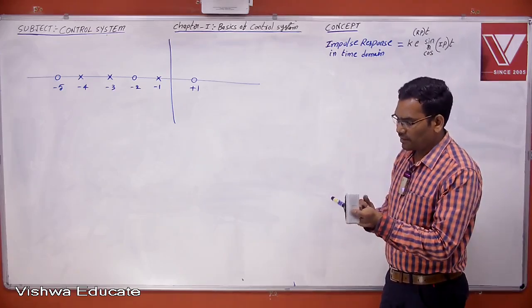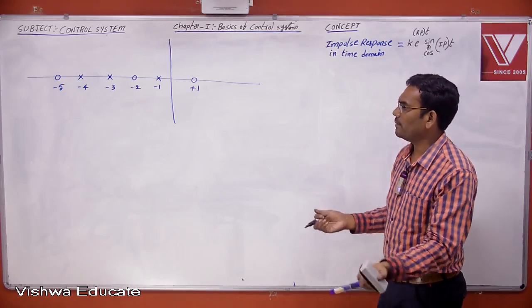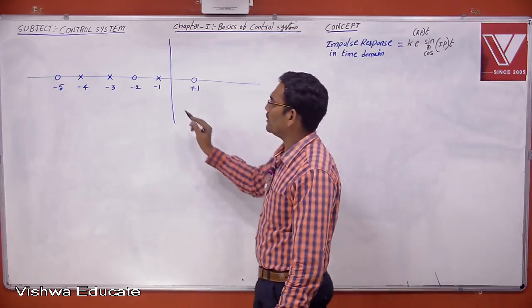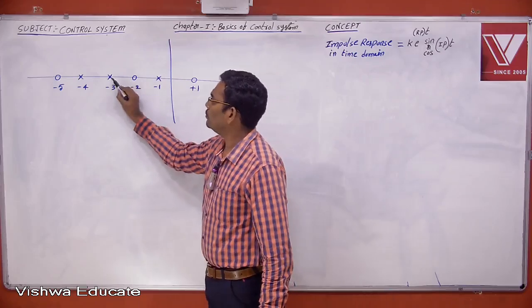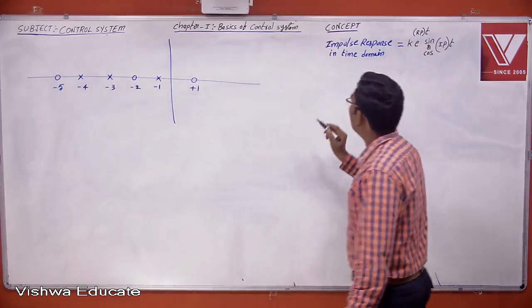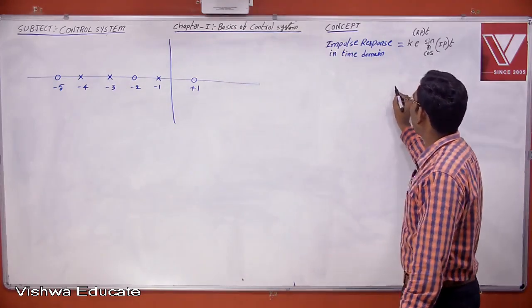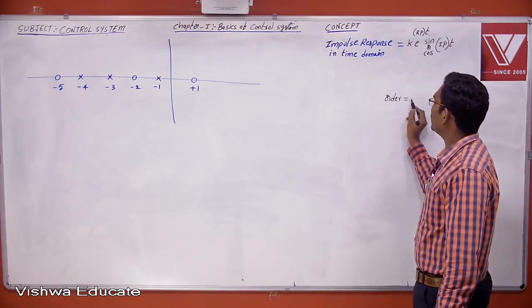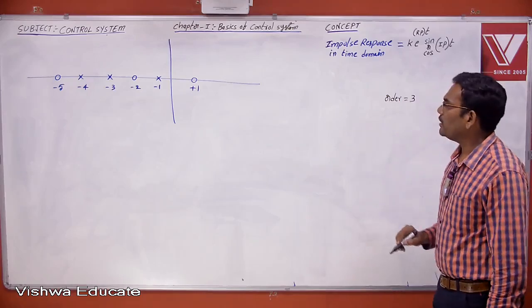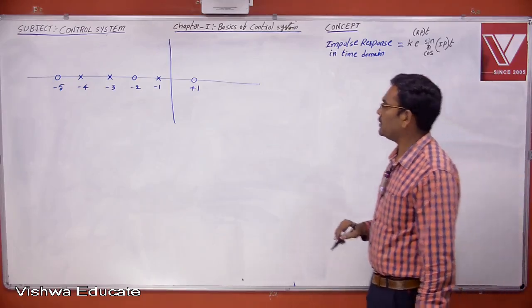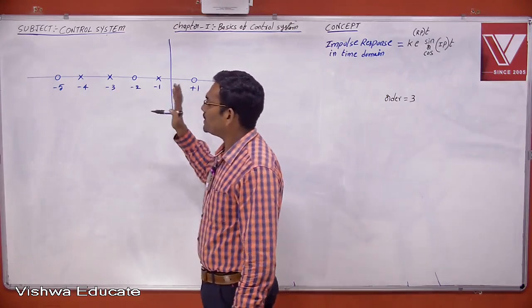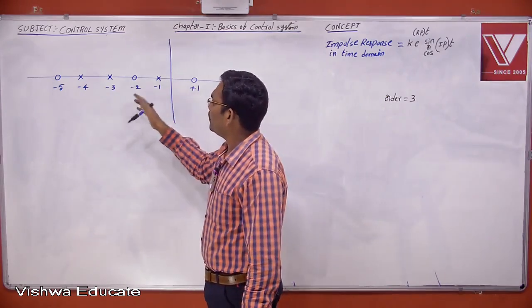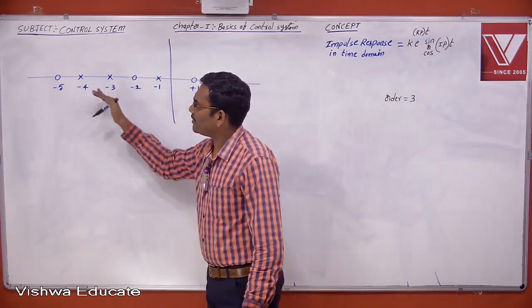So we start with the first parameter. How many closed loop poles are here? 1, 2, 3. If there are 3 closed loop poles, the order is 3. There are 3 closed loop poles, so the order is equal to 3. Now, first you decide the system stability. Where is your pole? Does your pole lie on the left hand side of the S-plane or not?